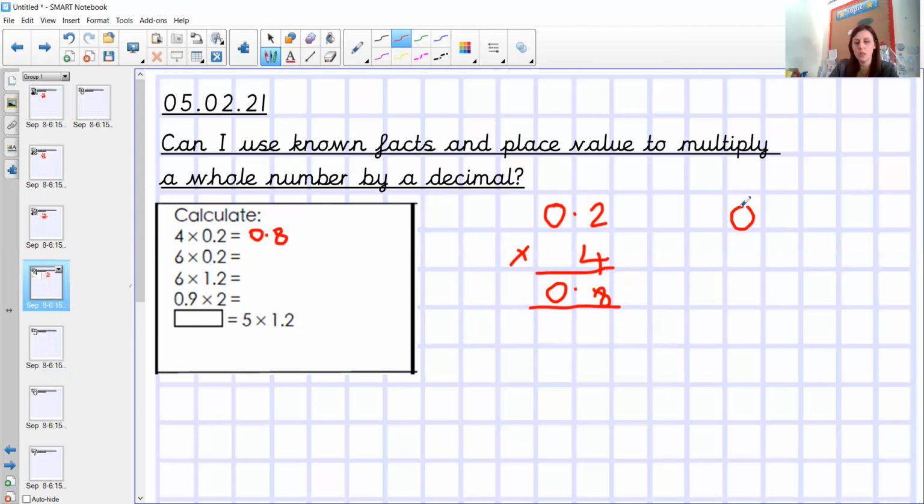So we've got 0.6. There we have them. Mrs. Walker's made a mistake. I'm going to rub that out. So I've got 0.2 again, multiplied by 6. Not forgetting to line up that decimal point. 6 multiplied by 2 gives me 12. 0 multiplied by 6 is 0. Not forgetting the 1 from underneath. Gives me 1.2.